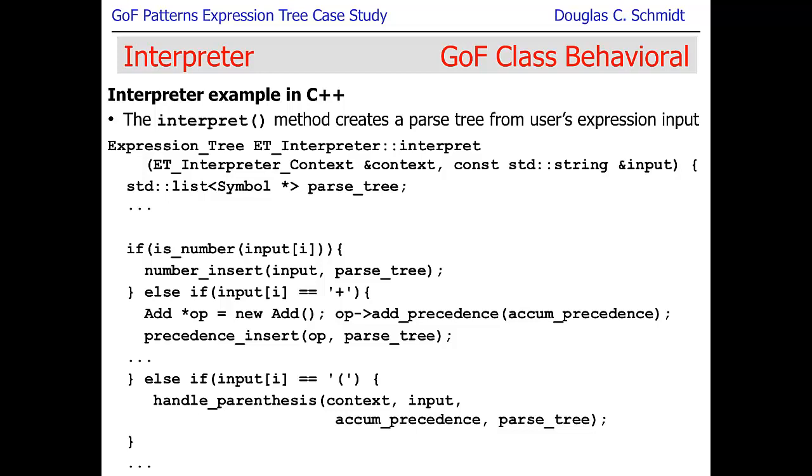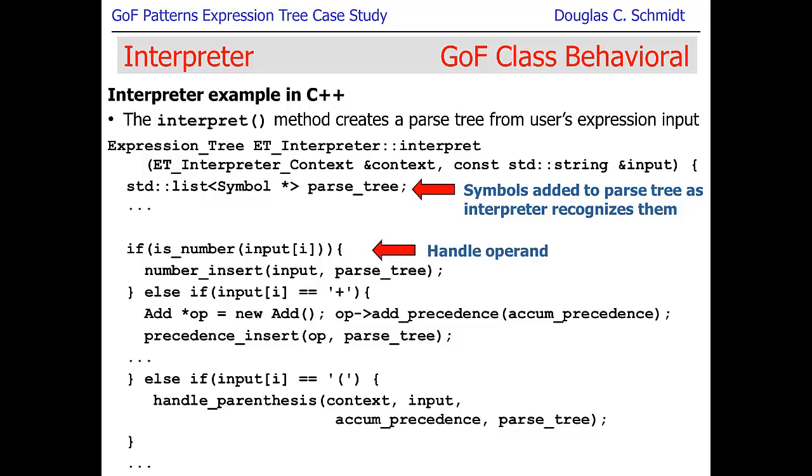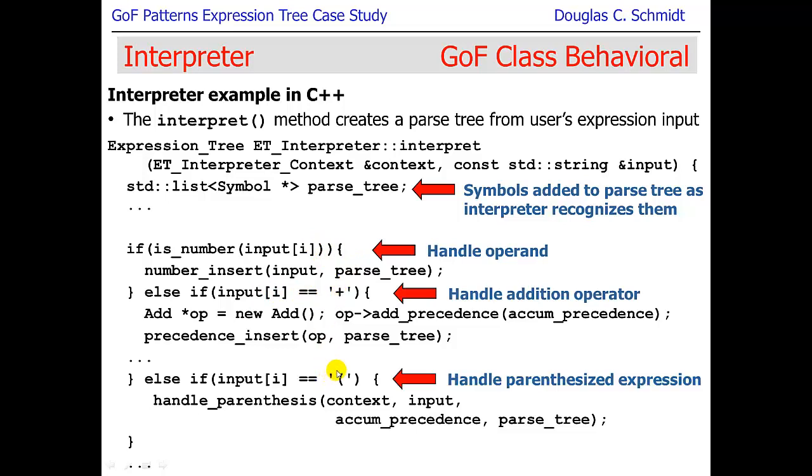Here's an example of how you might implement the interpret method from the interpreter, which we're going to give you. There's a method called interpret, and you give it the string that you want to be parsed, and it basically makes a parse tree, which is an STL list of symbol pointers. As it's parsing through each character in the input, which is a string, we look at each character. If the input is a number, we treat it as a number. Else, if it's a plus, we treat it as an addition operator. Otherwise, if it's a left paren, we treat it as a parenthesized expression, et cetera. So you're parsing these things one character at a time, and you're figuring out what to do. So it's interpreting the input.